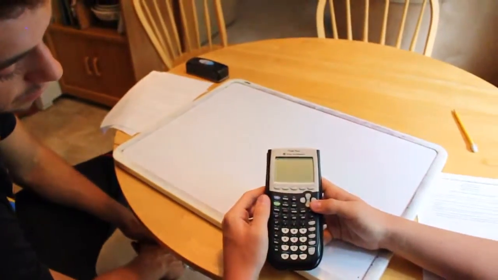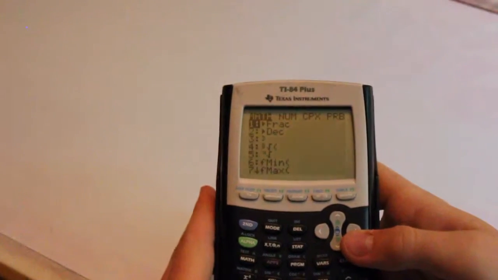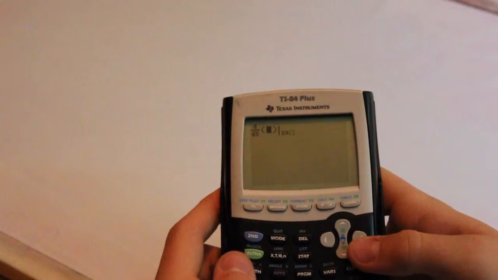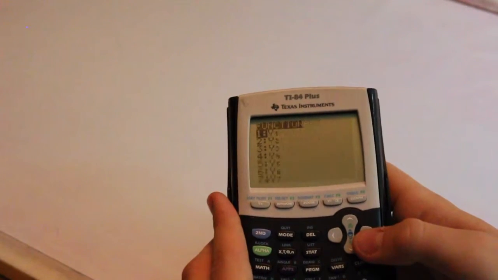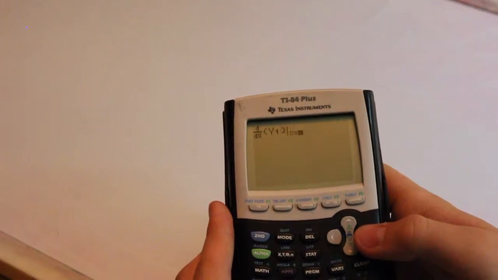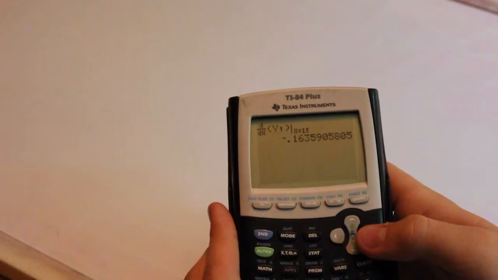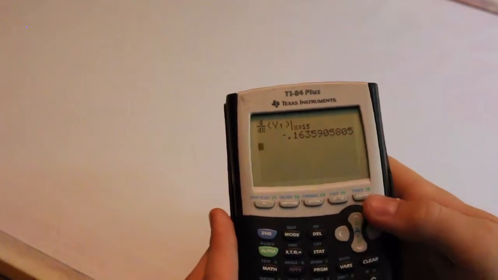Alright, so do you have the equation for the problem in y1? Yes, I do. Alright, so now we're going to go ahead and hit math 8. Go ahead and hit d over dx. And go ahead and hit y1. There you go. And then you're going to do x equals 15. And if you do it right, you should get negative 1.64 once you round.